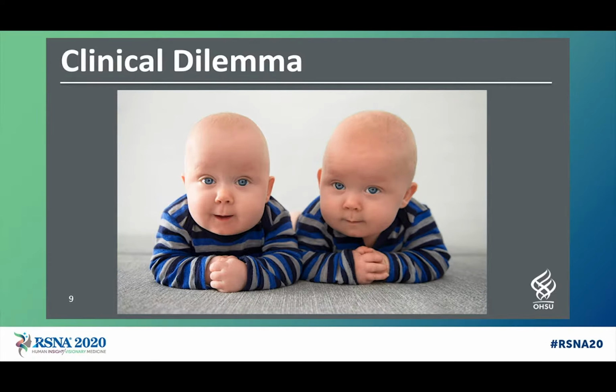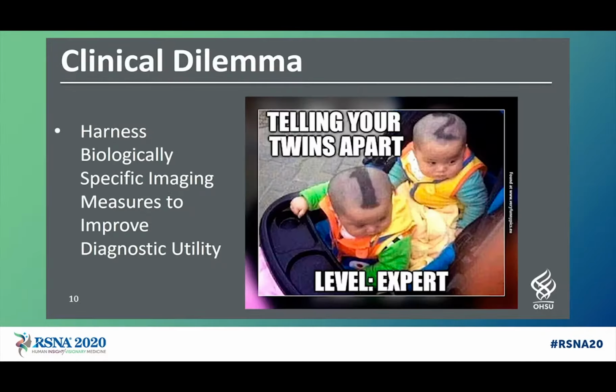I think of this dilemma as being somewhat akin to parents trying to correctly identify their twin children. It would follow that the use of biologically specific imaging measures could improve diagnostic utility. In a similar way, these parents have shaved numbers into the children's hair to tell the twins apart.